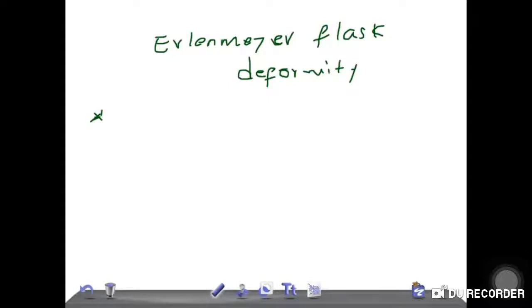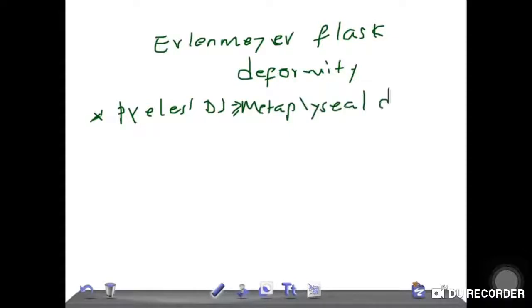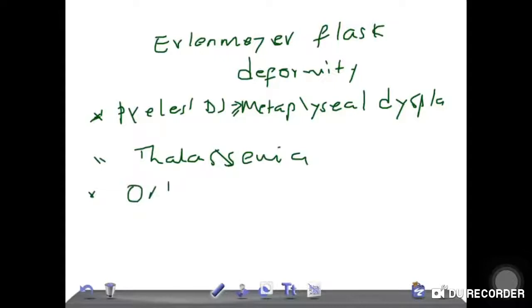Remember, one is Pyle's disease, nothing but metaphyseal dysplasia. Then thalassemia, very important. Erlenmeyer flask deformity is seen in thalassemia. Then osteopetrosis, and then we have Gaucher's disease.